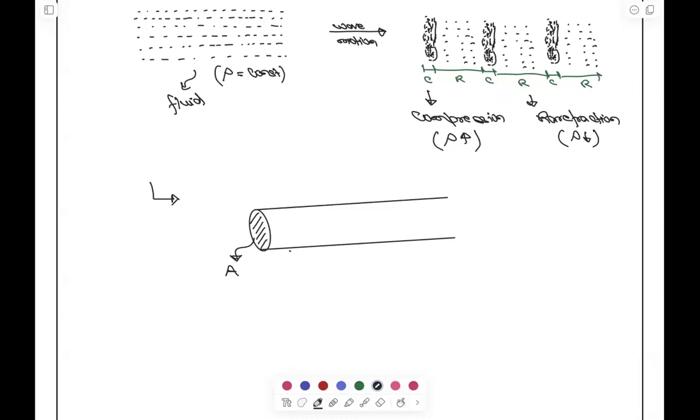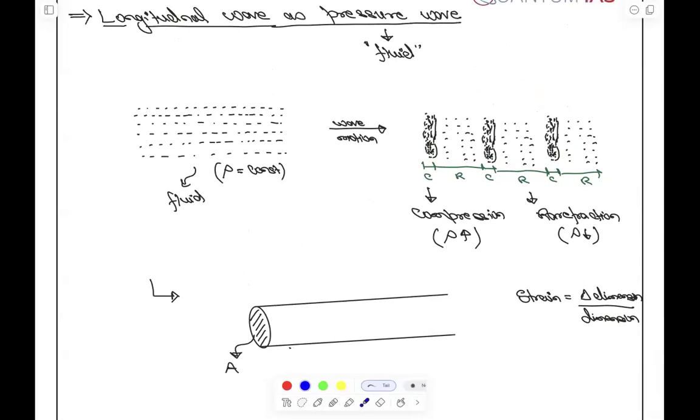What is strain? Anyone? Change in dimension by original dimension. यही तो हो रहा है. अरे, this result, compression rarefaction is what? This was the dimension earlier. Let's say it was L. If length has decreased, we are saying that it is compressed. When length has increased, we are saying it as rarefaction. So when we are doing it for the fluid, we say कि compression rarefaction है. When we do the same thing for a solid rod, we say कि compression and elongation है.